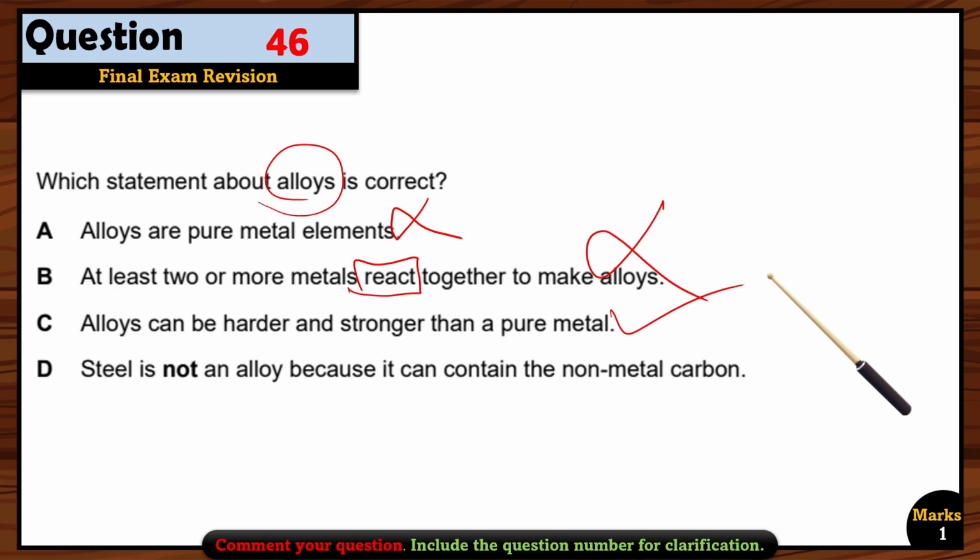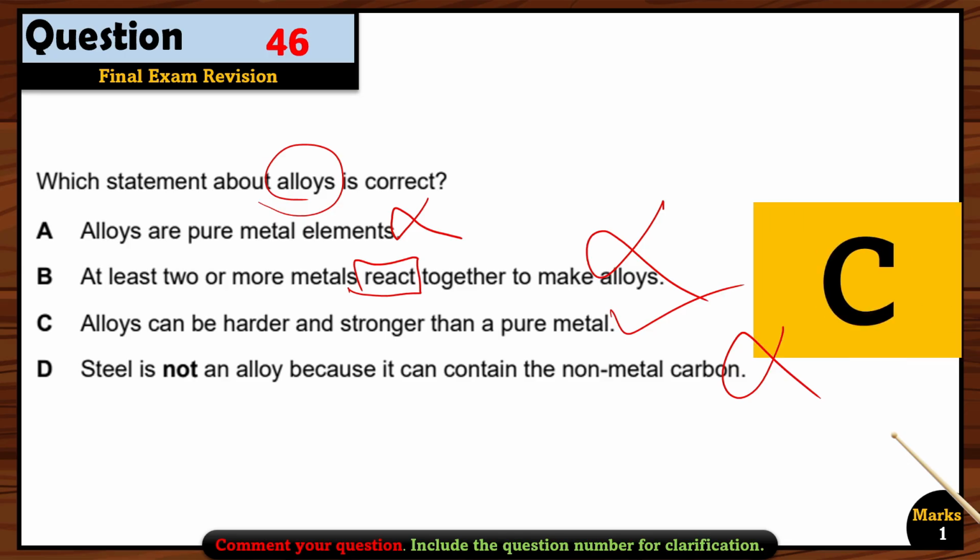Steel is not an alloy because it contains the non-metal carbon. That's wrong. I already have given you the definition that alloys are made by the mixture. It's a mixture of metal and non-metal, or it can be a mixture of two metals. So that's why this option is also wrong. Steel is also an alloy. So option C is the right option.